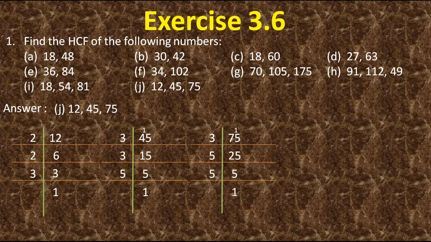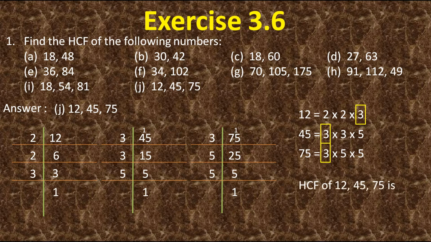Okay. Therefore the prime factorization of 12 is 2 into 2 into 3. And for 45 it is 3 into 3 into 5. And for 75 it is 3 into 5 into 5. Okay. So here we got common as 3. Therefore the HCF of 12, 45 and 75 is 3. Okay. Now here we finished finding all the HCFs.